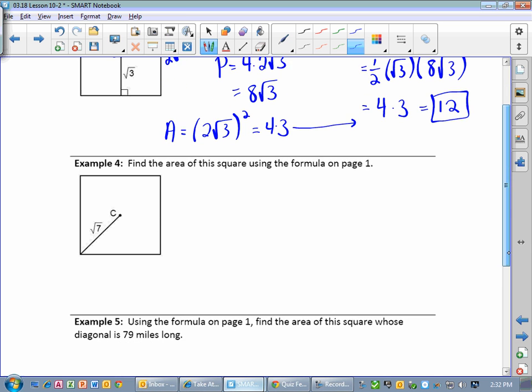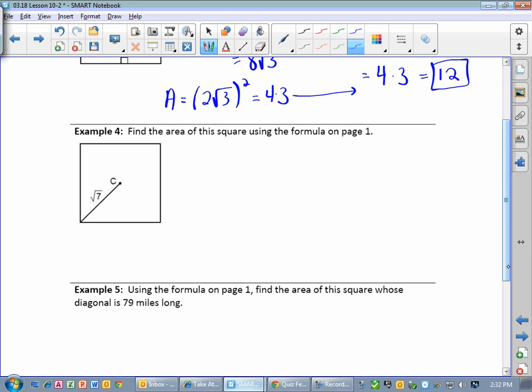Okay. Next example. What are we given on example 4? Given the radius. So our area formula doesn't have radius in it, but kind of like yesterday, we can find the radius. We can find everything we need with the radius. We can find the side length and the perimeter, or the hypotenuse and the perimeter.